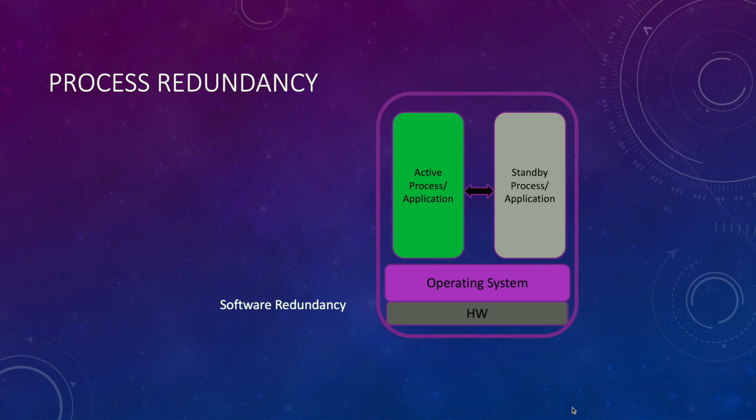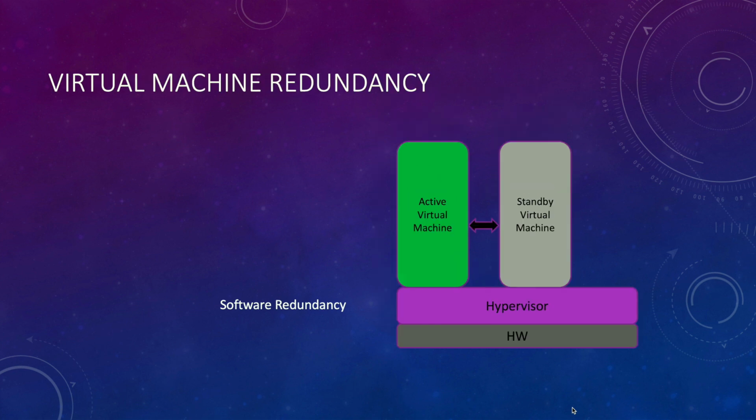But the disadvantage is if there is any hardware failure, the whole system goes down. So one can protect the system from software failures, but one cannot protect the system from hardware failures in this case. A similar approach is done in the virtual machines domain. The only difference here is instead of spawning processes, you spawn virtual machines. We have an active virtual machine and a standby virtual machine. Again, this provides software redundancy, but if there are hardware failures, then those are not protected.